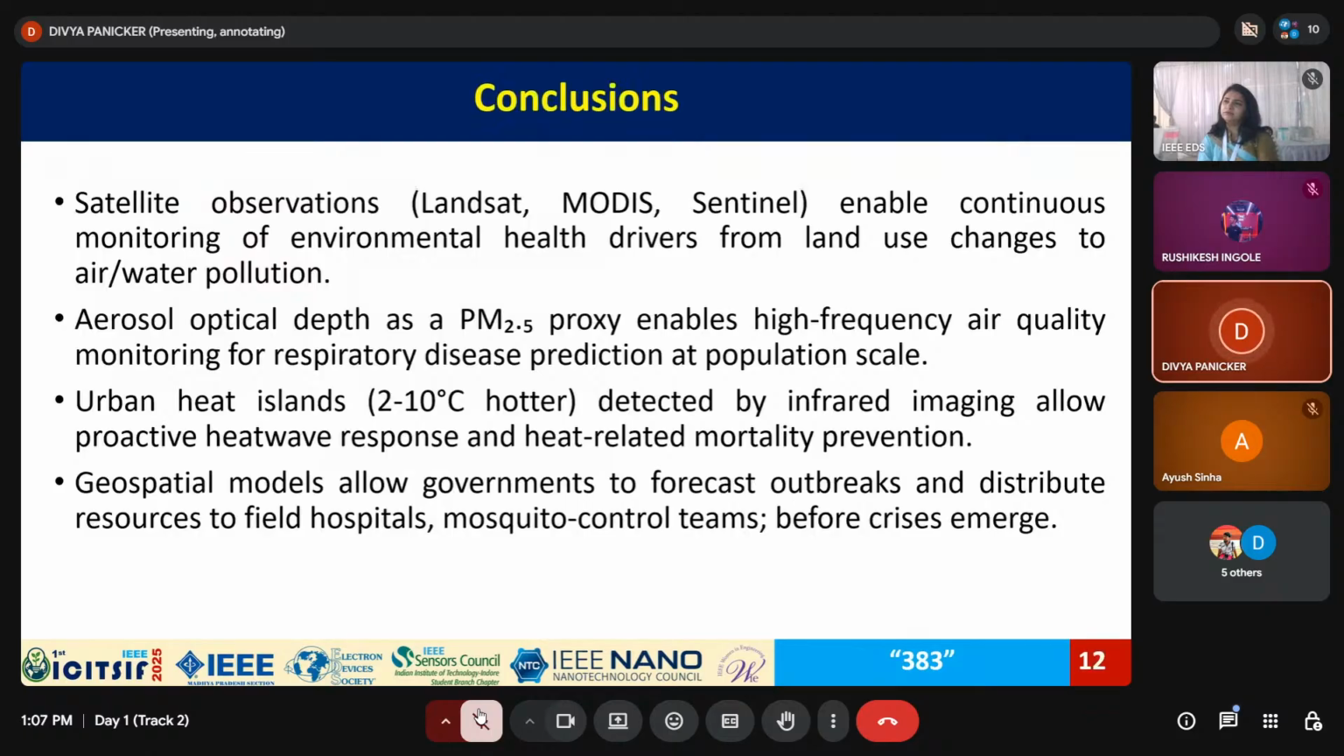To conclude, satellite systems like Landsat, MODIS, and Sentinel are transforming public health surveillance by enabling continuous environmental monitoring. These technologies allow governments to act proactively in predicting outcomes, optimizing resource allocation, and improving disaster preparedness.